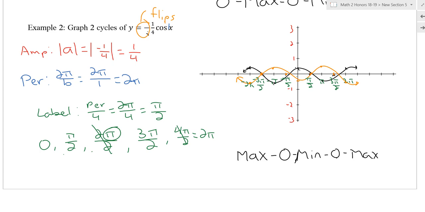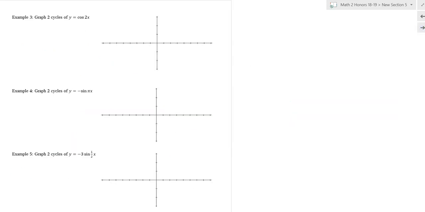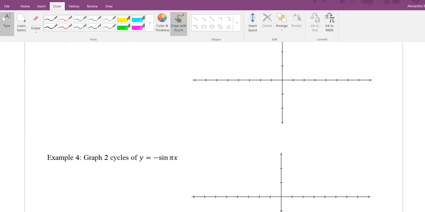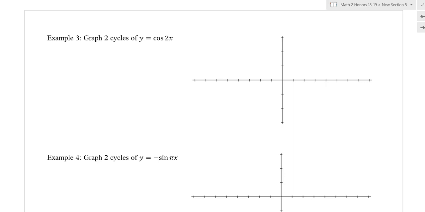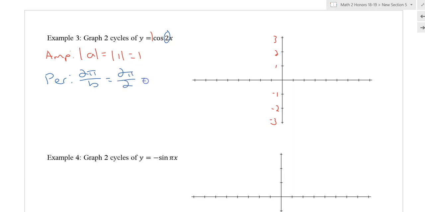All right, let's look at another example. Graph 2 cycles of y equals cosine of 2x. Again, starting with our amplitude, which is the absolute value of a. There's a 1 here, so the absolute value of 1 equals 1. Our period is 2 pi over b. B comes from here, which equals just pi. And then our label is the period over 4. So that's pi over 4, and that doesn't reduce, so just pi over 4.